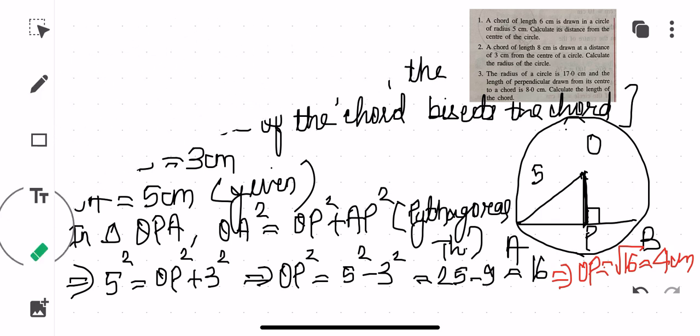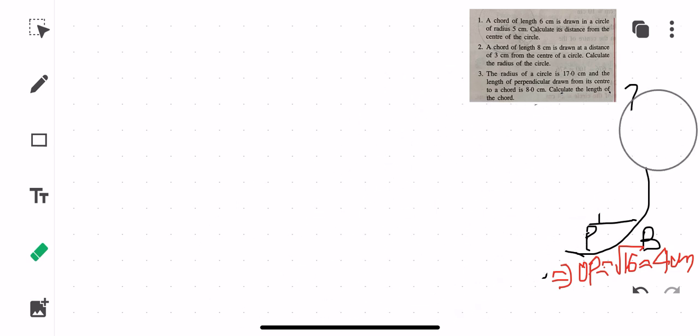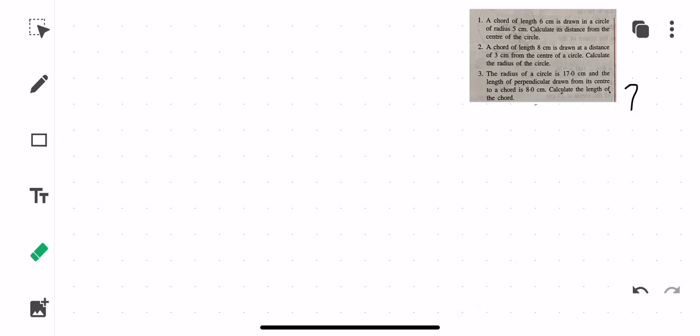We'll be looking at what this says. Question number 2 says a chord of length 8 centimeter is drawn at a distance of 3 centimeter from the center. So this question is a very easy one, children. You can take this as homework. I'll tell you how to do it. I'll tell you the figure that is there.